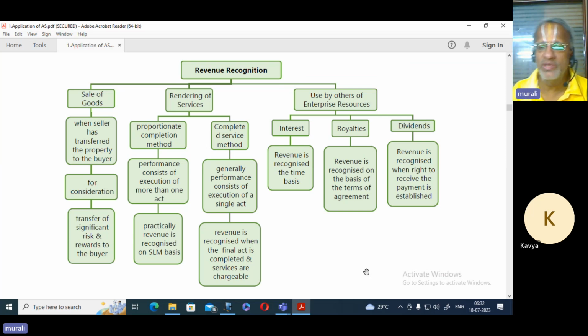Royalties, revenue is recognized based on the terms of agreement. The reason they put terms of agreement is that sometimes royalty is payable on production, sometimes royalty is based on sales, and sometimes royalty may be based on certain completion of performance. So there can be different bases on which royalty can be taken up. Therefore, it all depends on how the structure is made in the agreement. Dividend is recognized when the right to receive the payment is established.